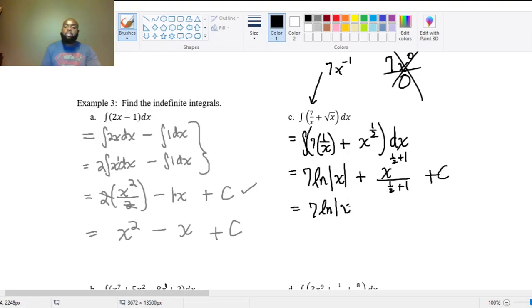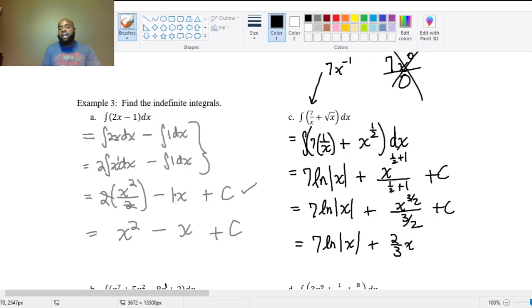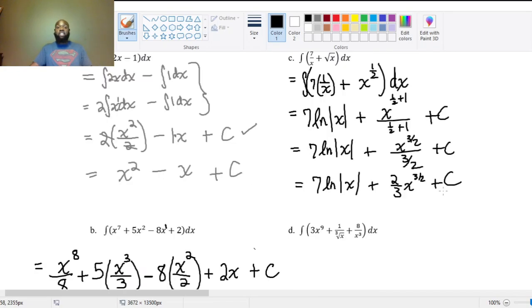Now, that 1/2 plus 1 is 3/2. So I'm dividing by 3/2, right? And when you divide by a fraction, you multiply by its reciprocal. So the reciprocal of 3/2 is flipping that. That'll be 2/3, and I get x to the 3/2 plus c. So that's my indefinite integral in that example.